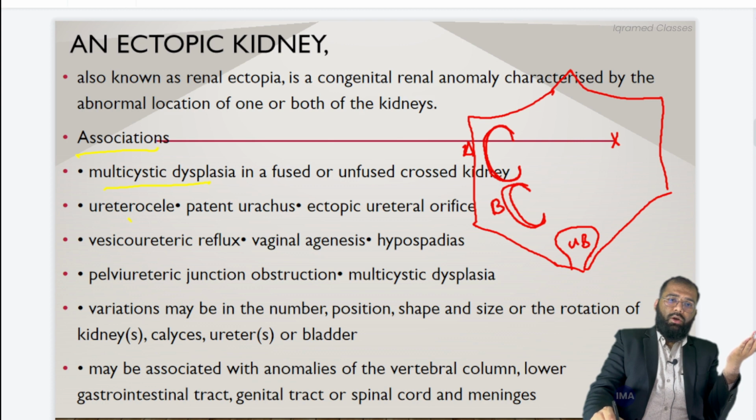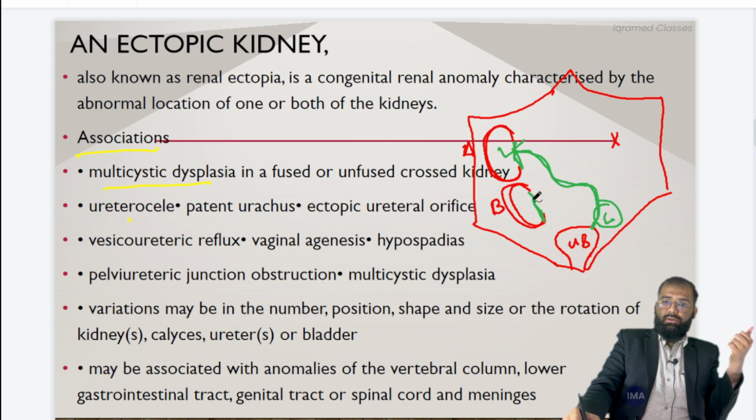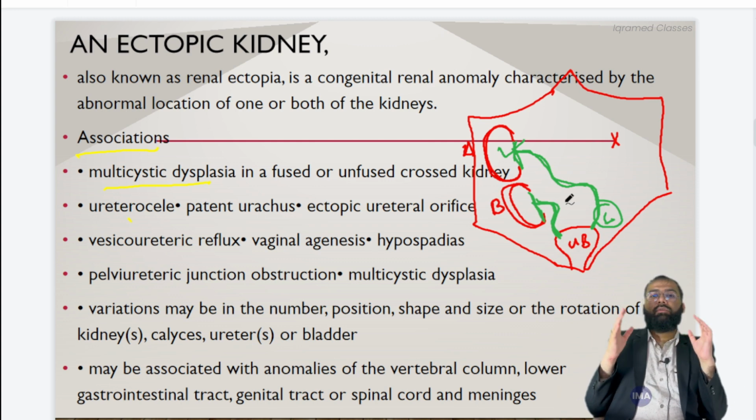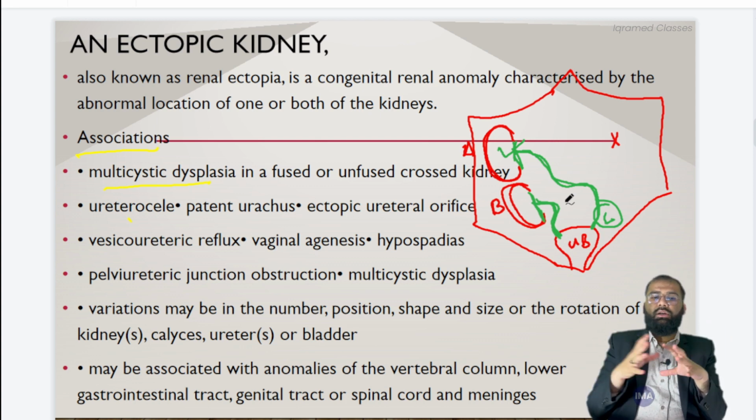So the thing will depend on the ureteric insertion. You have to look at the ureter. Suppose the ureter of this kidney goes like this and inserts here. If the ureter is inserting on the left side, that means kidney A is a left renal moiety, and if the ureter of B is inserting on the right side, that means kidney B is the right renal moiety. So how do you understand whether it's a right renal moiety or left? Based on the insertion of the ureter. Based on where the ureter is inserting, you tell whether it's a right renal moiety or a left renal moiety.